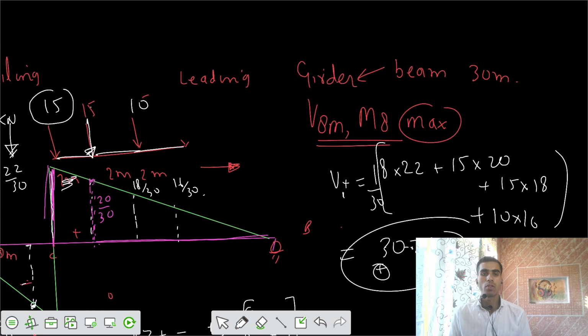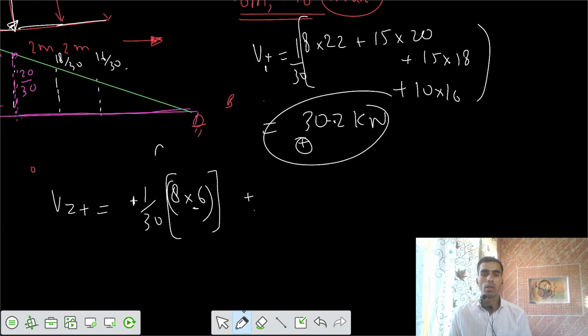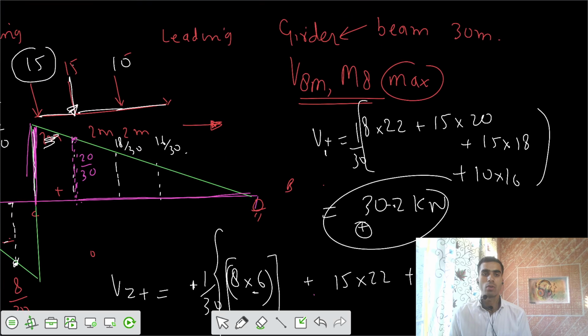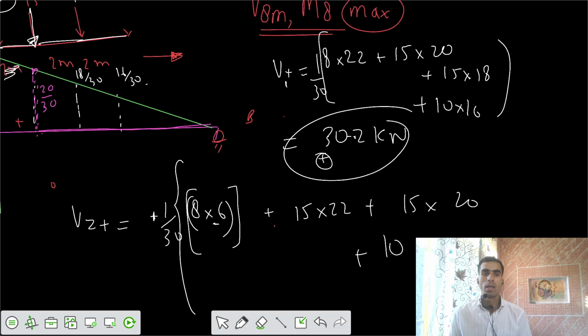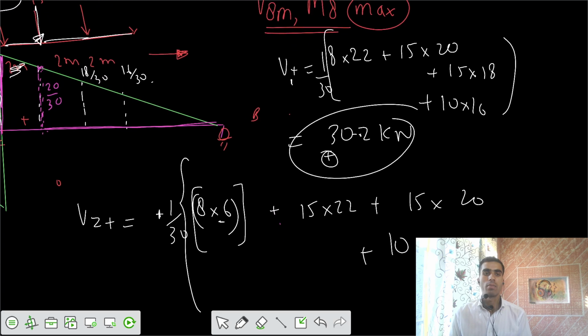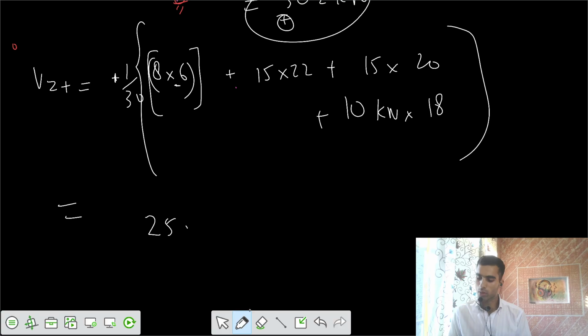And after that, we have positive values of 15 into 22, then one more 15 kilonewton into 20. Similarly, we have one more load of 10 kilonewton into the ordinate of 18 by 30. Then 30 we have kept common. So finally we get V2 positive equals to 25.4 kilonewton.